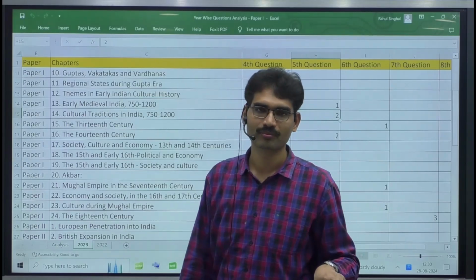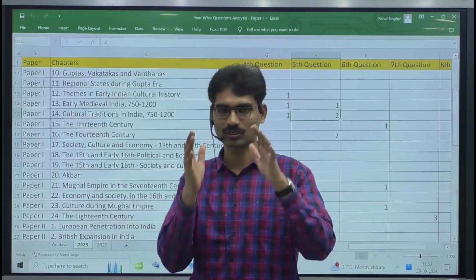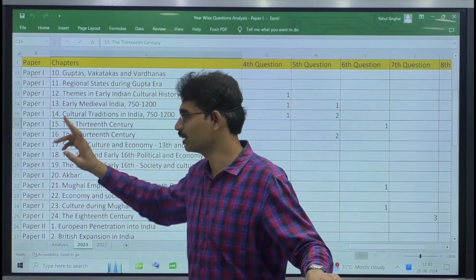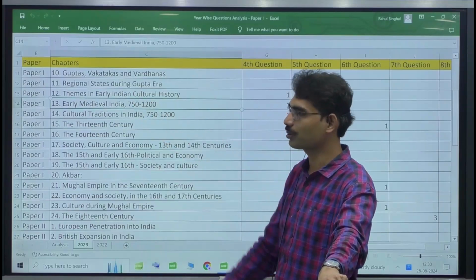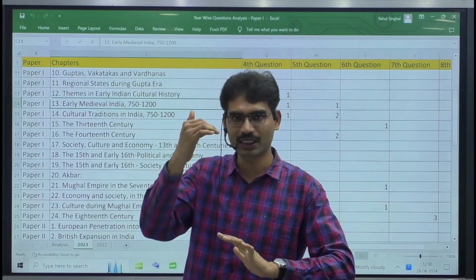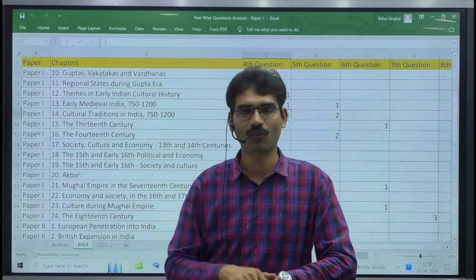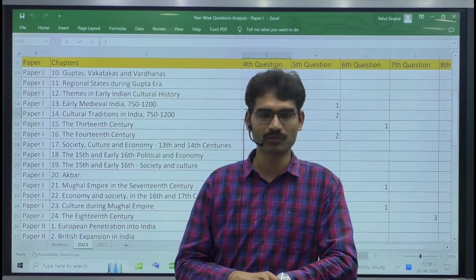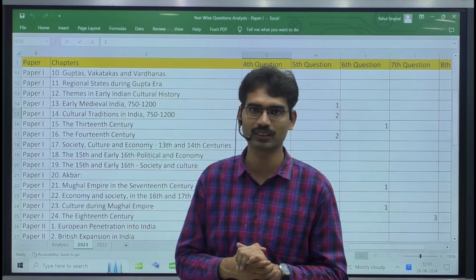Now do you see? We cannot assume that section A is up to chapter number 14 and section B starts from chapter number 15. No. Here in this 2023 question paper, section B is starting from unit number 13. Now observe this. In section A, 1 question came from 14 and in section B also 1 question came from unit number 14. Now if you leave unit number 14, what is the cost?